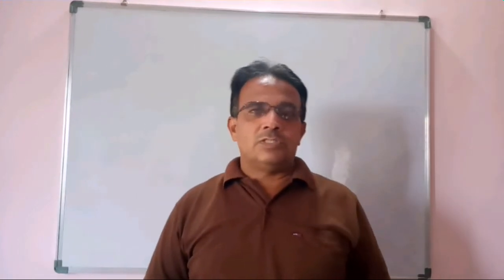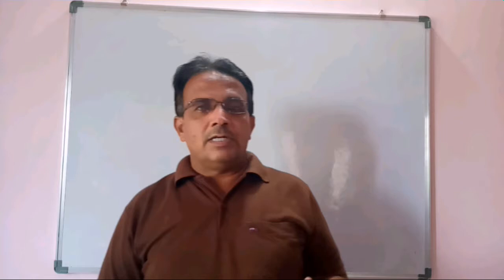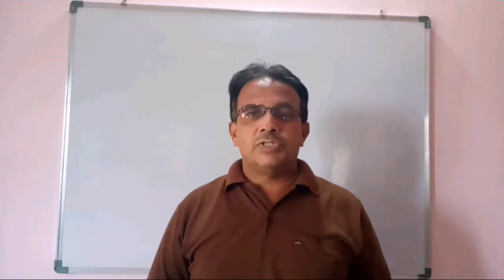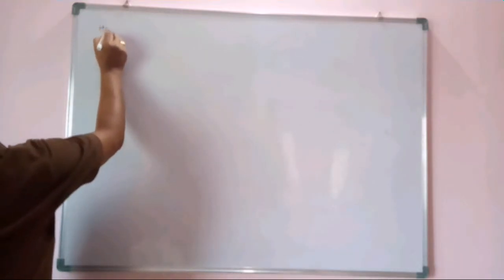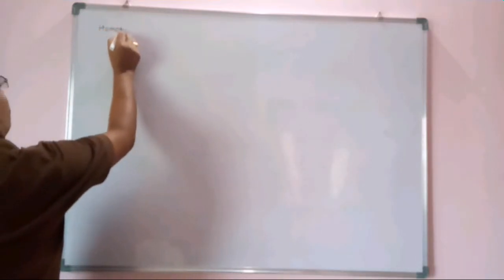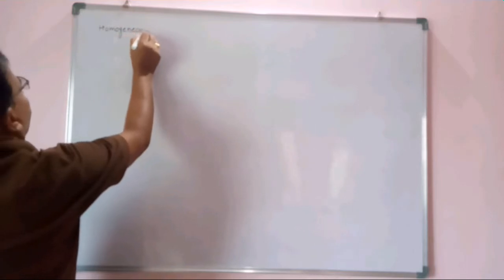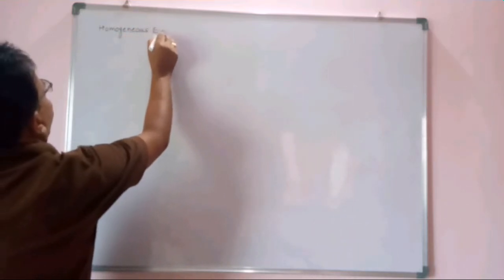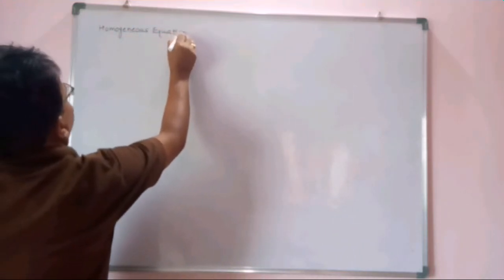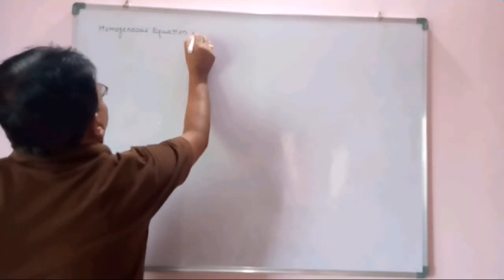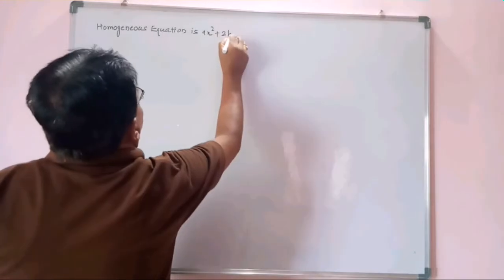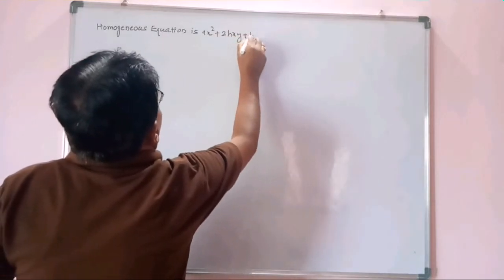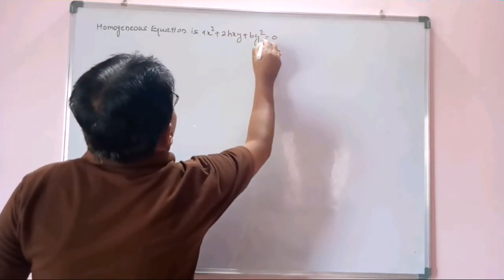One by one, let us start and discuss the conditions of a homogeneous second degree equation in x and y. Firstly, what is the homogeneous equation? The homogeneous equation is ax square plus 2hxy plus by square equal to 0.